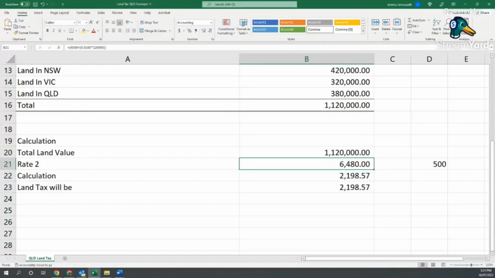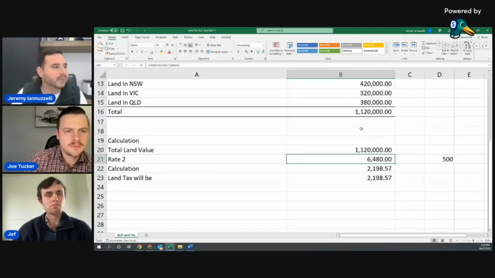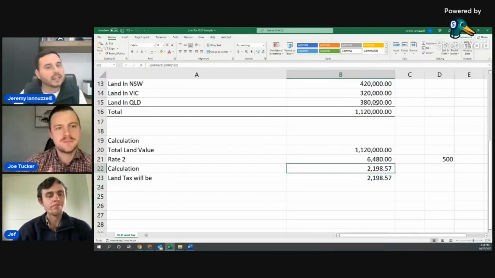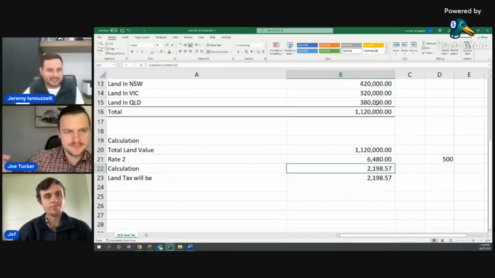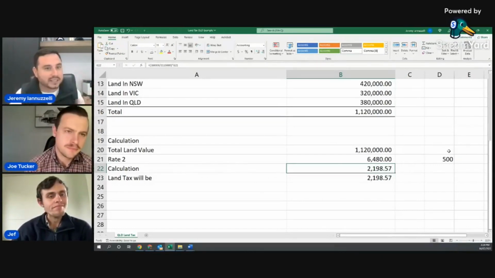Now that's land tax on the total Australian land value. Now, what the Queensland state government said is that we're not going to tax your land tax on your total Australian property. We're only going to prorata it against the land that you have in Queensland. So this is where it becomes not a double tax. This is where it's becoming not a double tax. Correct. Yeah. Correct.